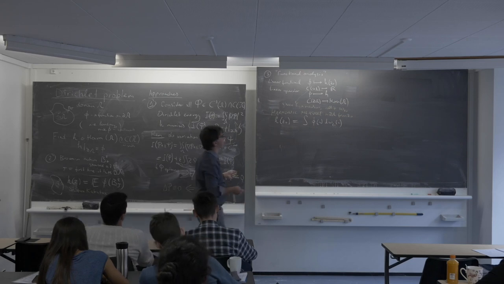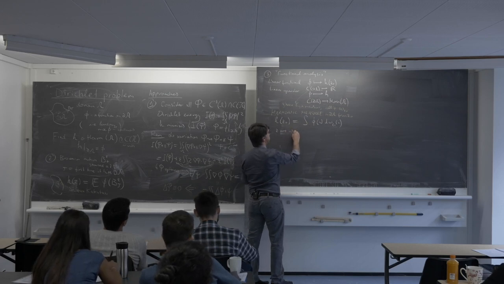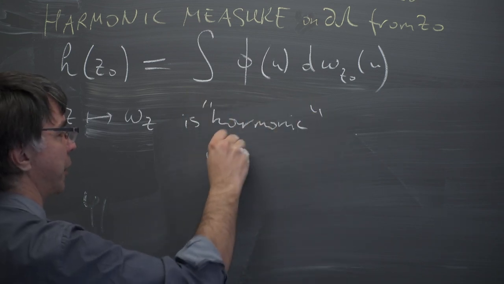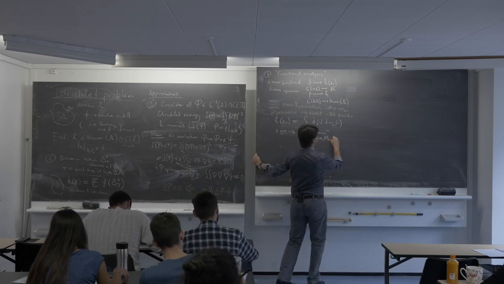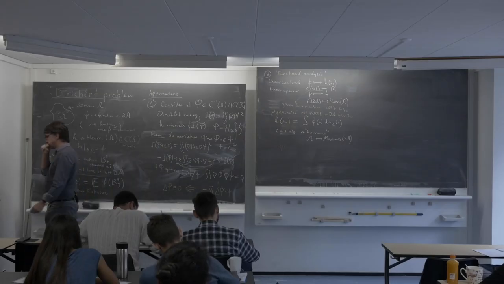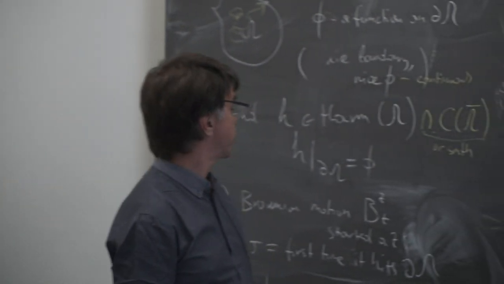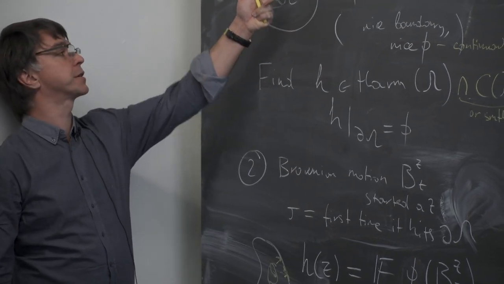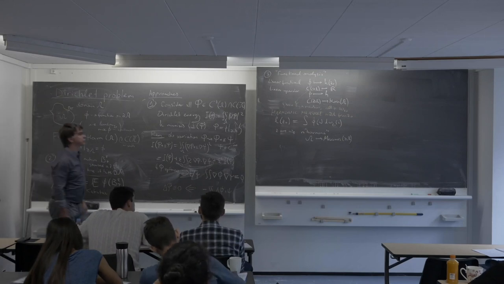So one can also observe that the function z goes to omega of z is harmonic as a function from omega to the space of measures. I don't know, how do we denote space of measures? M, well, whatever. Measures on the omega. So this previous method, Brownian motion, means that harmonic measure is exactly the exit measure for Brownian motion. It measures how likely Brownian motion is to exit through a given piece of boundary.